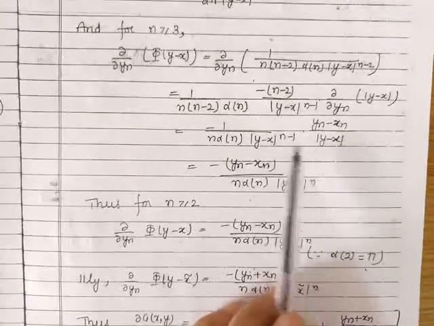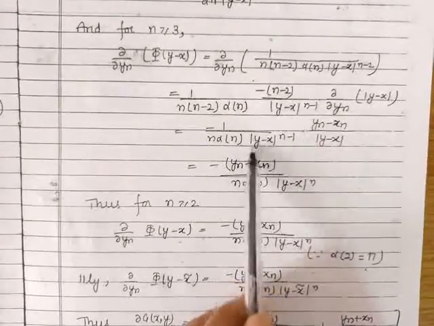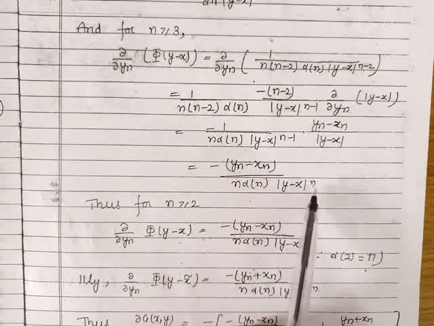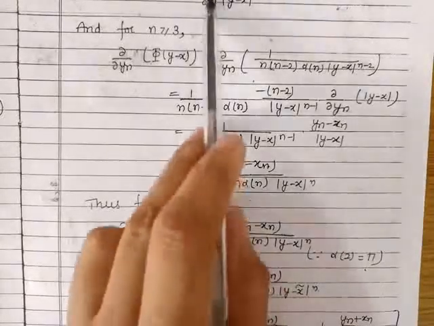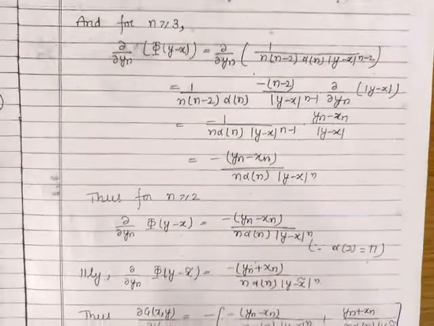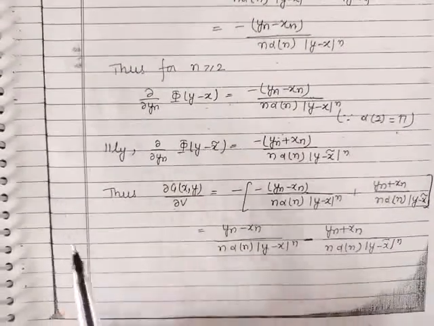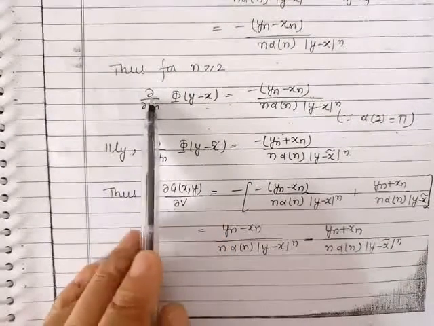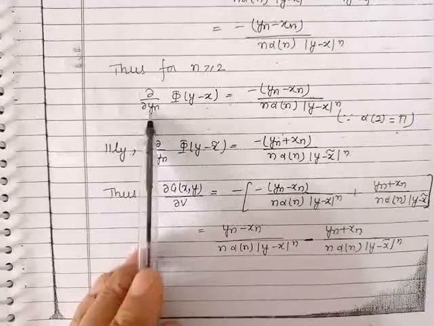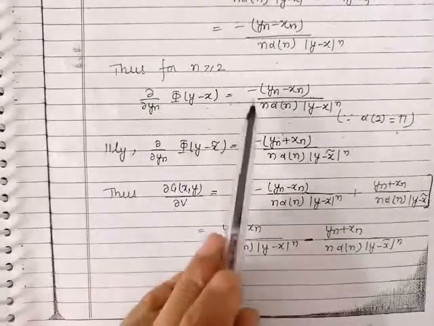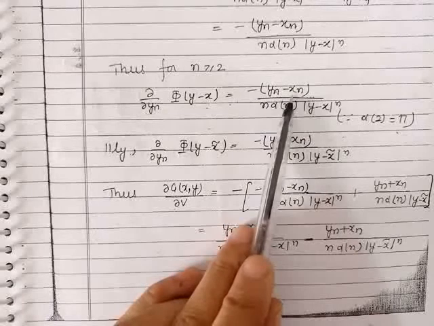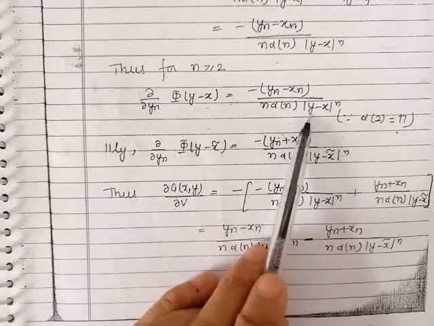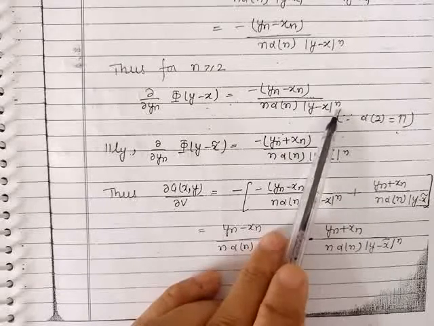Now we can combine these two terms. So these two terms when combined become |y minus x| raised to the power n. Now we can combine these two derivatives. So in general, we can say that for n greater than or equal to 2, the partial derivative of this function with respect to yn is given by minus (yn minus xn) upon n alpha n |y minus x| raised to the power n.